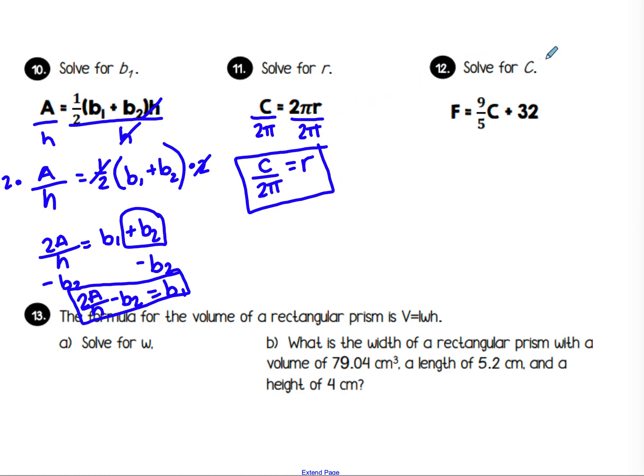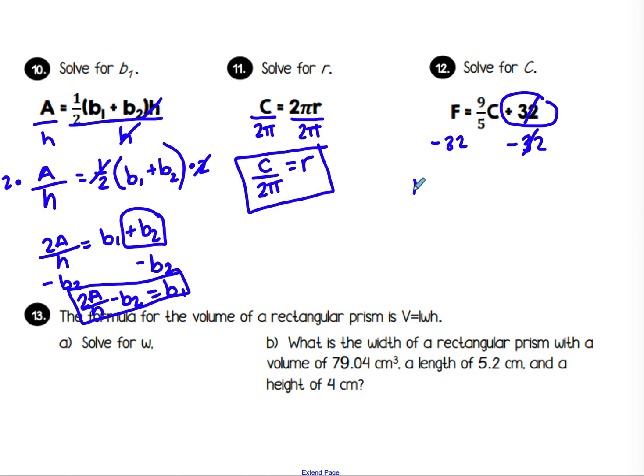All right, number 12, solve for c. I've got the Fahrenheit to Celsius conversion formula here. That's what this is. We need to solve it for c. Okay, so let's go ahead and try this. We've got to get rid of addition and subtraction first. That means I'm getting rid of that plus 32, and I get rid of it by subtracting it from both sides, minus 32.